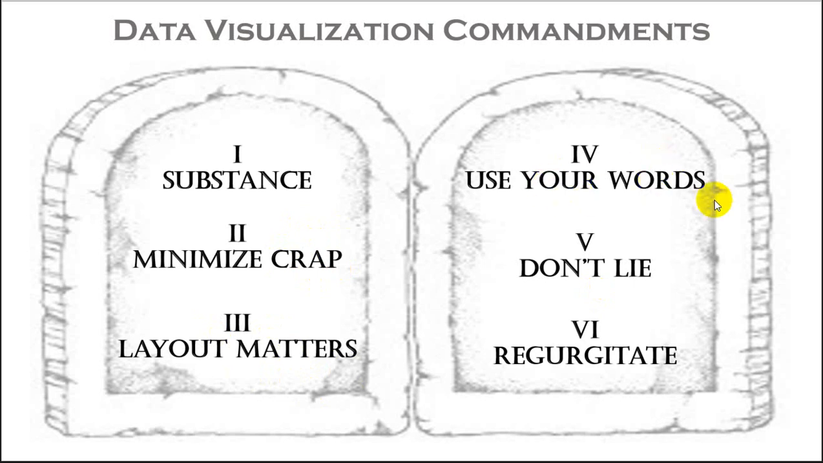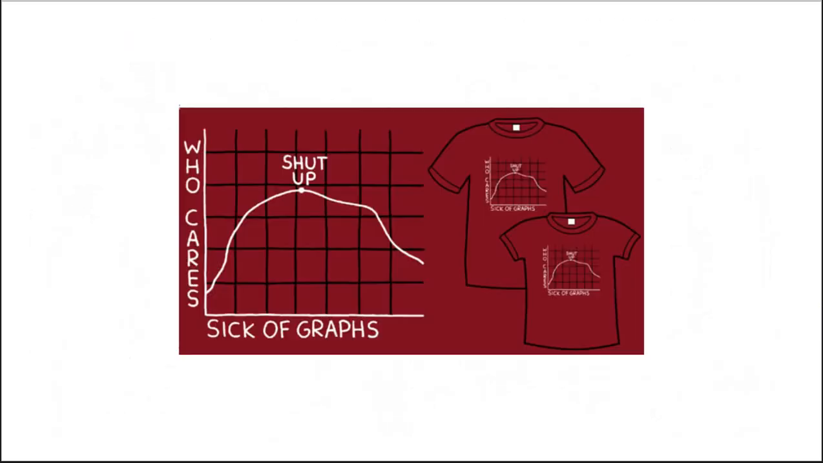Number 4, use your words. Don't be afraid of annotating, using captions. Use an arrow to point at the thing that you want your audience to notice. It's okay to do that. Be very transparent with your data credits. Number 5, don't lie. Don't mislead your reader. Look back on the last couple slides. And finally, regurgitate, meaning share. Share your plot, critique, iterate, improve it, edit, edit, edit. And know your audience, right? It's really important. And I'll leave you this one.